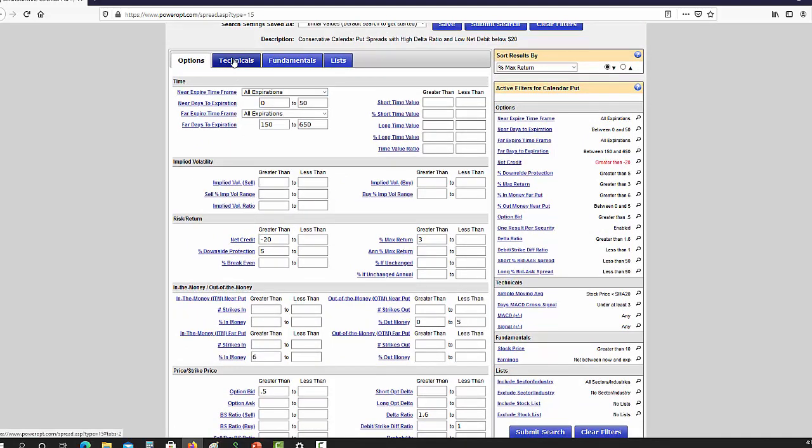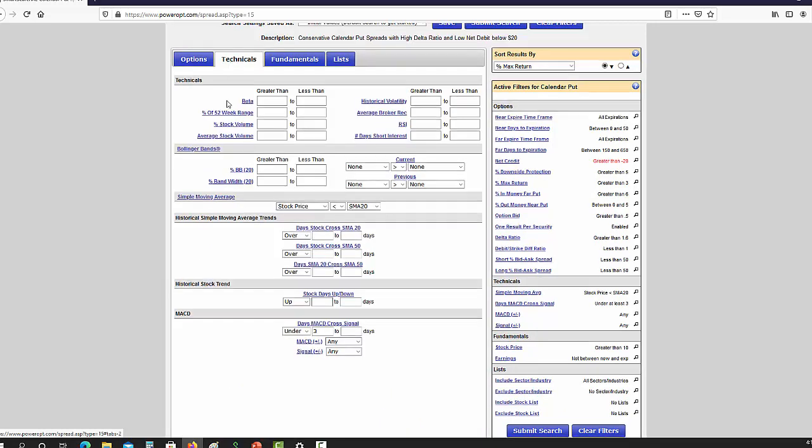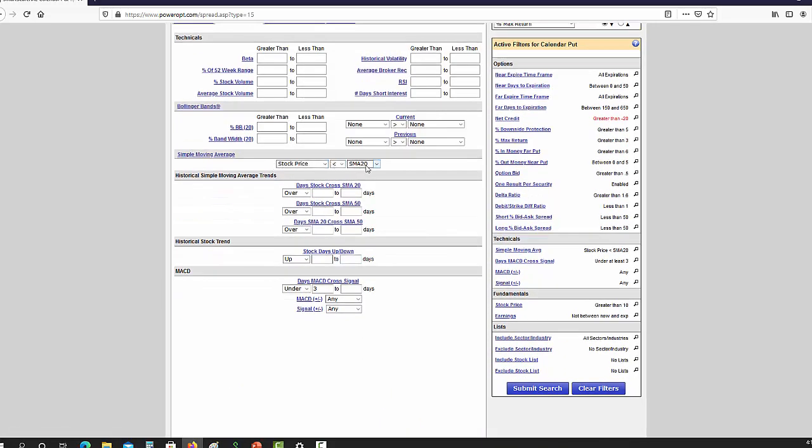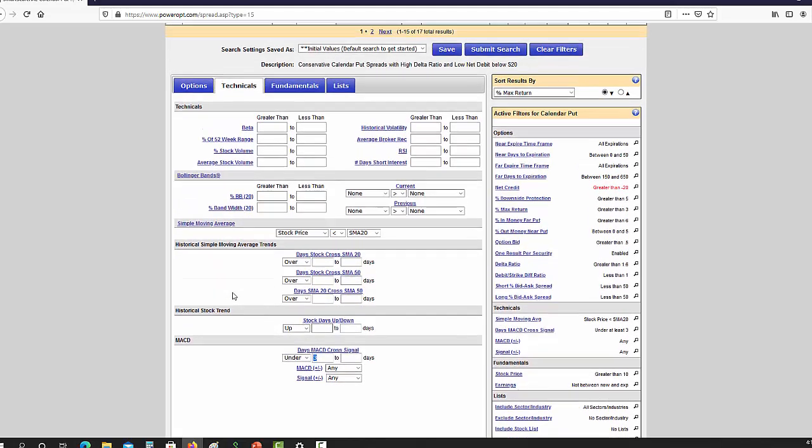What about the stock? Well, of course, for the technicals, we're looking for a stock trading under the 20-day moving average. We want to see a stock in a downtrend. And we're also going to be looking for a MACD where the MACD is crossed below the signal line in a bearish trend for at least 3 days or more.